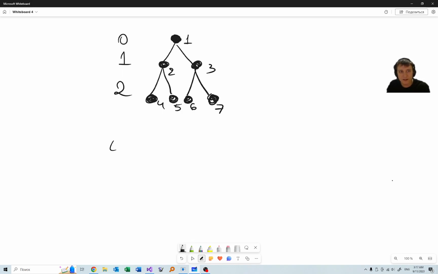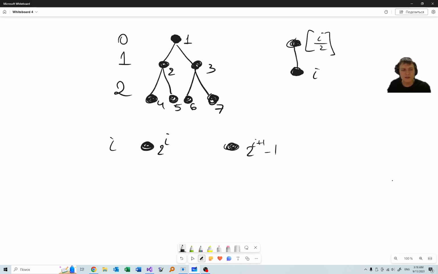In general, the ith level consists of vertices from 2 to the power of i to 2 to the power of i plus 1 minus 1. And the parent of vertex number i is i half. The last layer, which is around logarithm of n, is maybe not full, because it ends not at such a number, but it just ends at the number n.